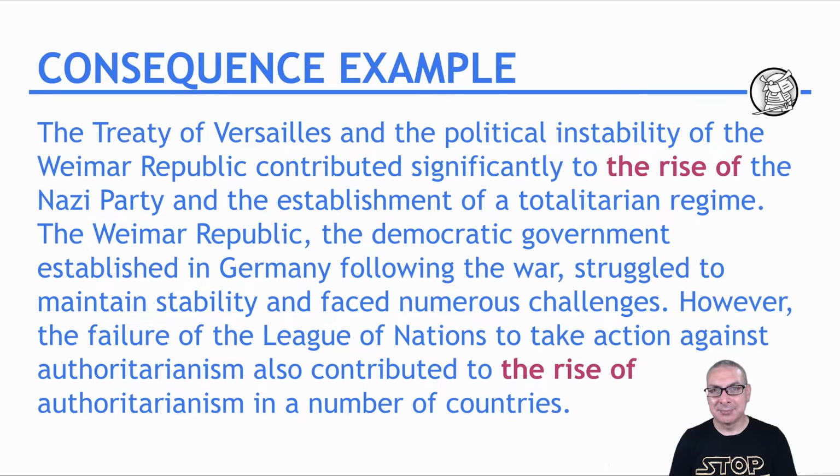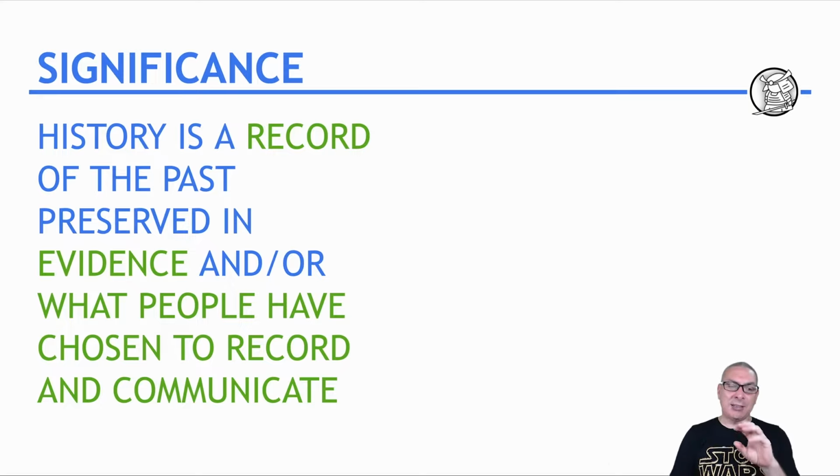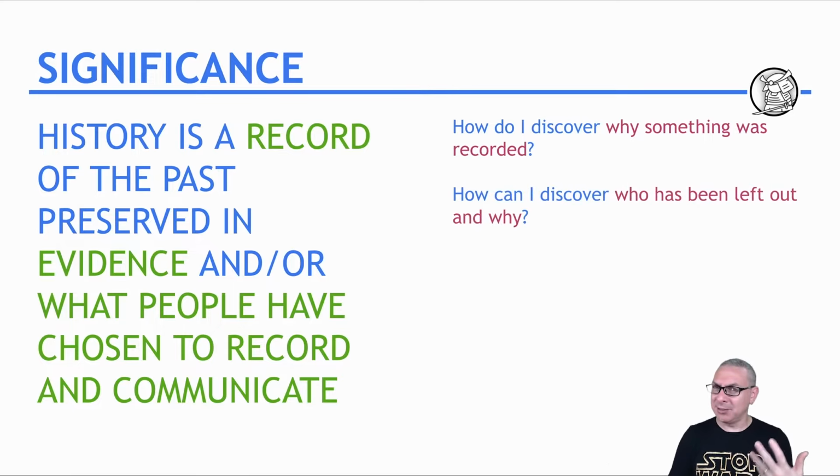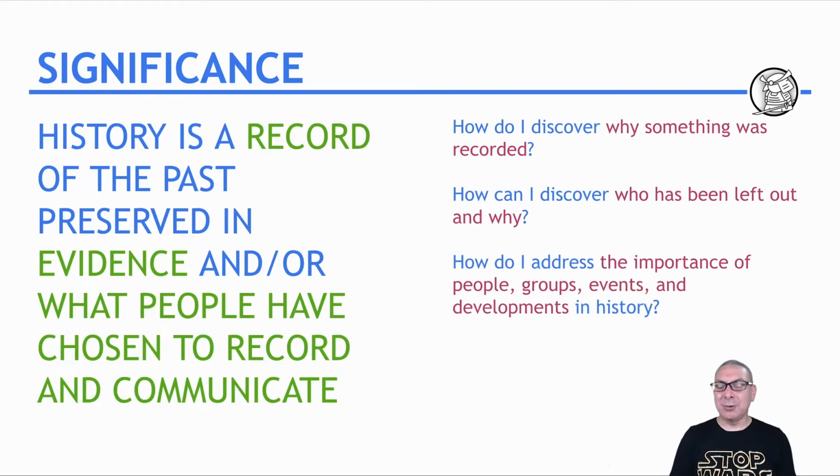So significance basically is that record of the past that we have in evidence and what people have chosen to record and communicate, right? And we're looking at these things that are really important. So we want to ask questions like, how do I discover why something was recorded? Why did somebody leave a record of this? How do you discover who's been left out and why? Because often we see history, but not from the lens of people that have been ignored by history, right? How do I address the importance of people, groups, events, and developments in history?